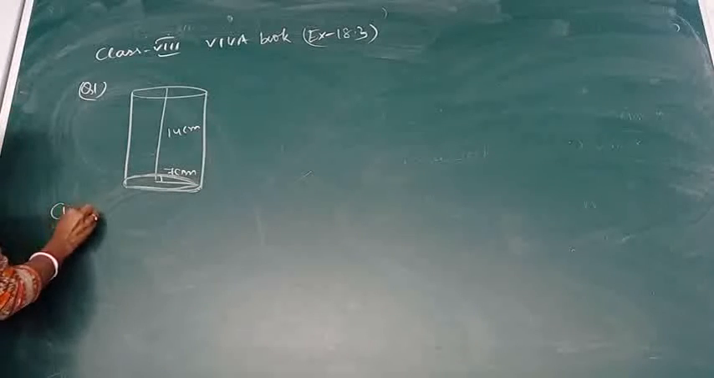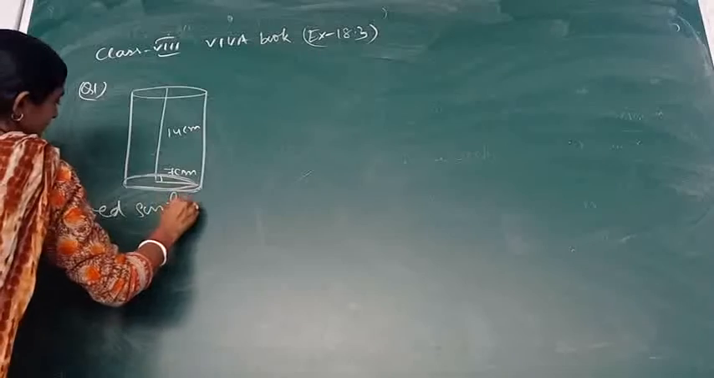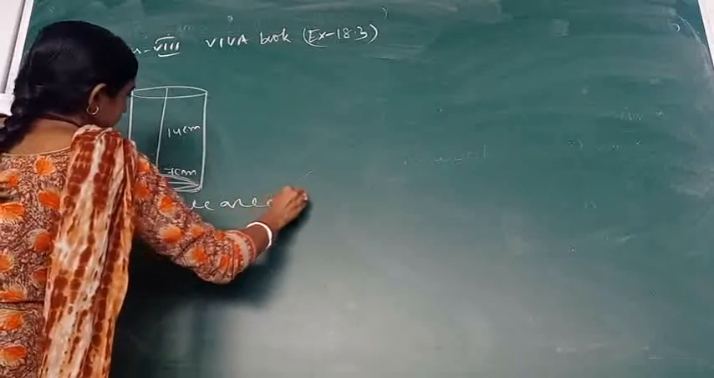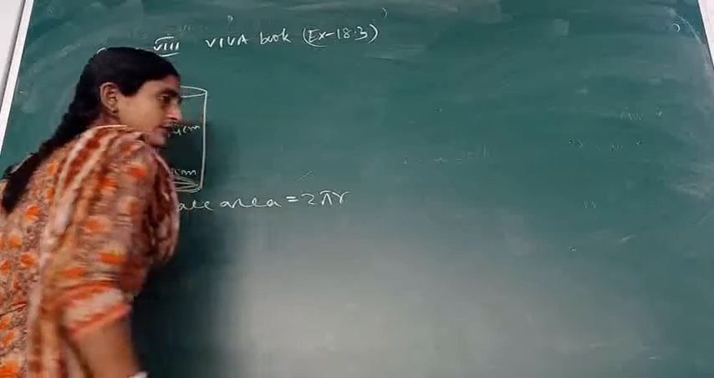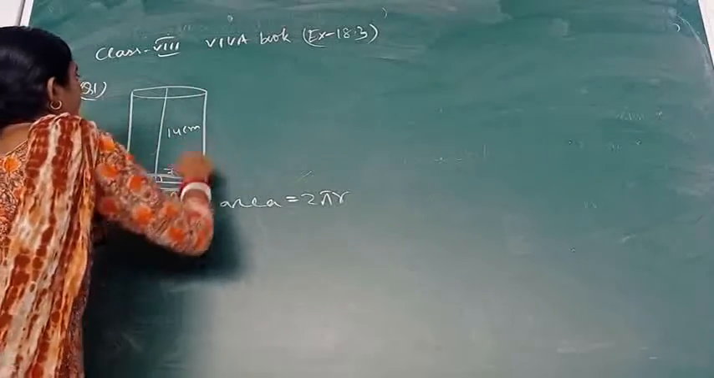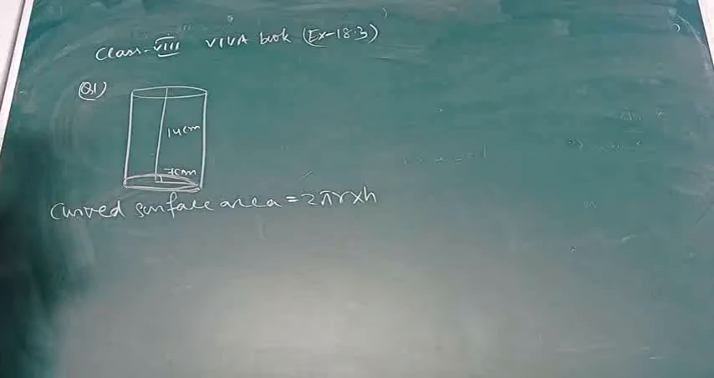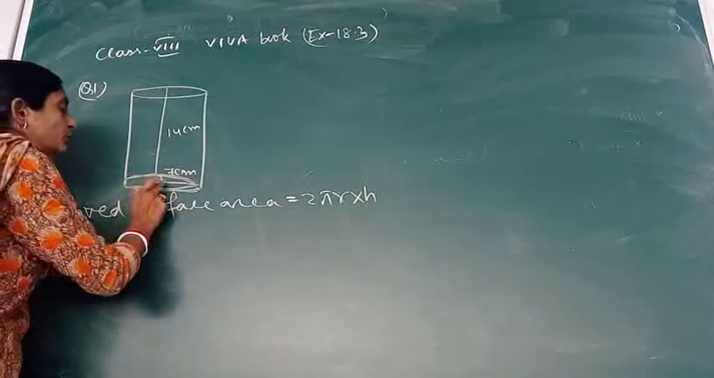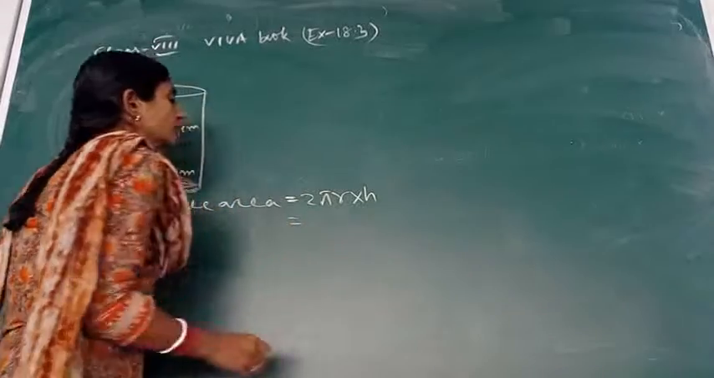Curved surface area equal to how much it will be? Definitely 2 pi r, and the 2 pi r into height. That is the curved surface. We are not talking about the base, not talking about the top. So what it will be? Let's put the values of these.